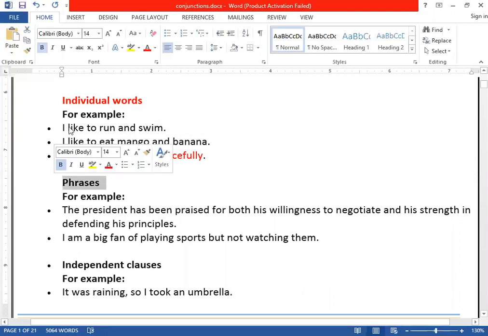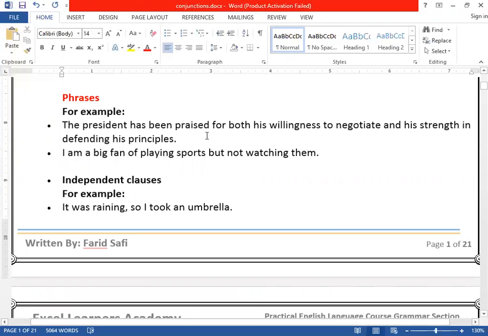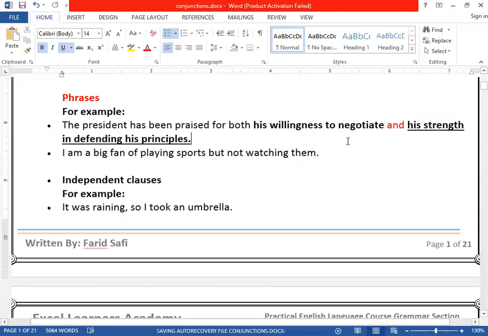Number two, coordinating conjunctions can also connect what? They can connect phrases, clear? Let's take an example. The president has been praised for both his willingness to negotiate and his strength in defending his principles. Can you see here? "And" connects phrases. This is phrase number one, and his willingness to negotiate is another phrase. So to connect phrases, it can be used.